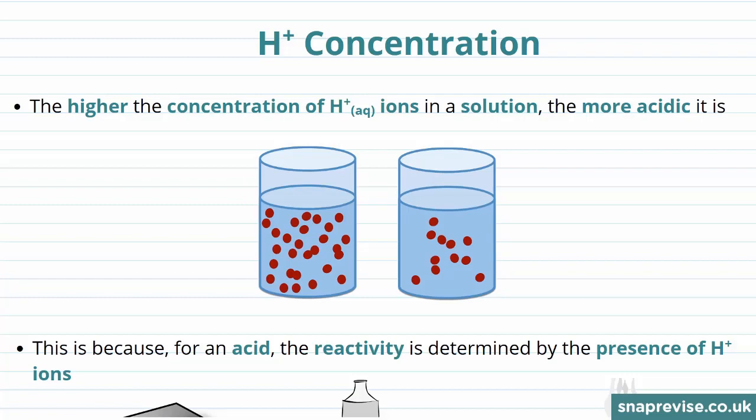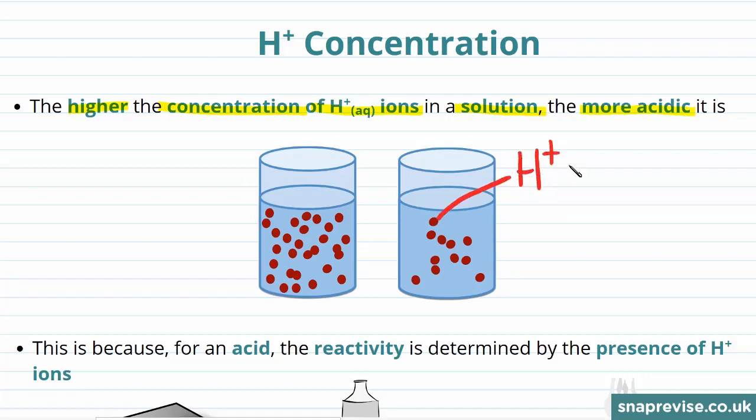On the previous slide, we introduced concentration as an idea of the number of acid molecules dissolved in a given volume of water. We can also think about the H+ concentration, which will be the number of H+ ions in a given volume of water. This is useful because the higher the concentration of H+ ions in a solution, the more acidic that solution will be.